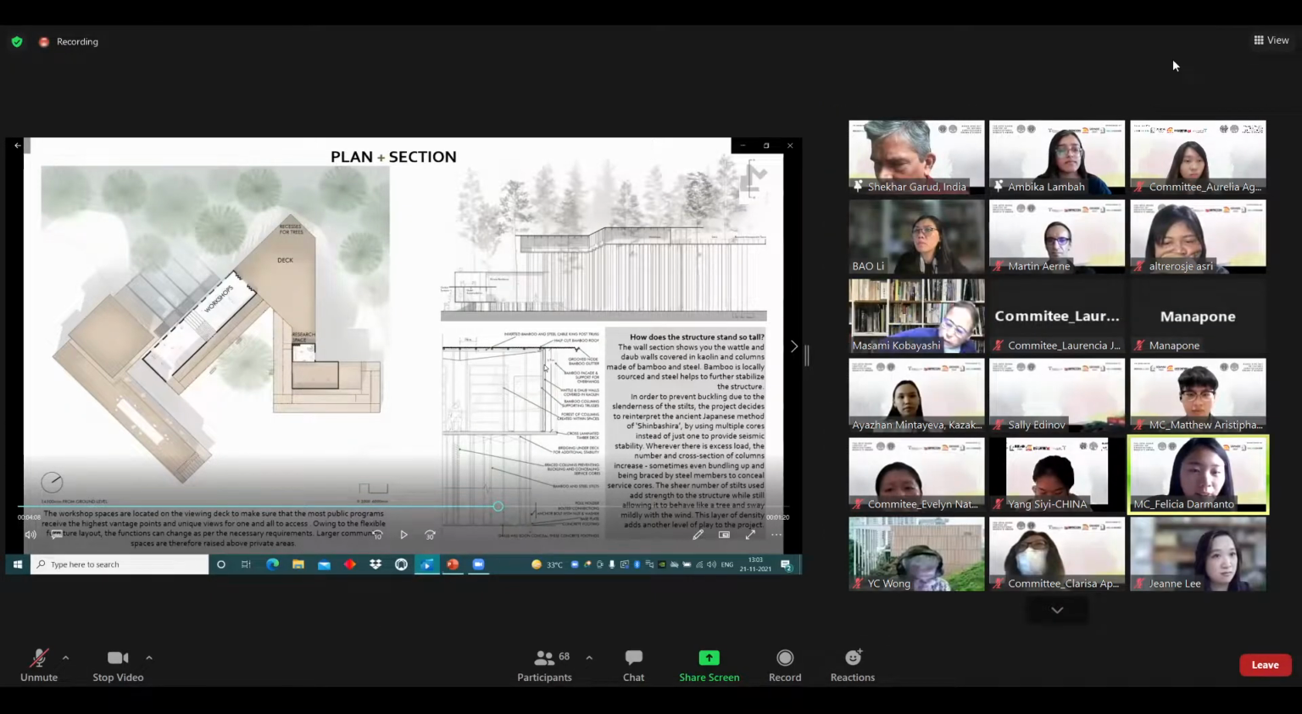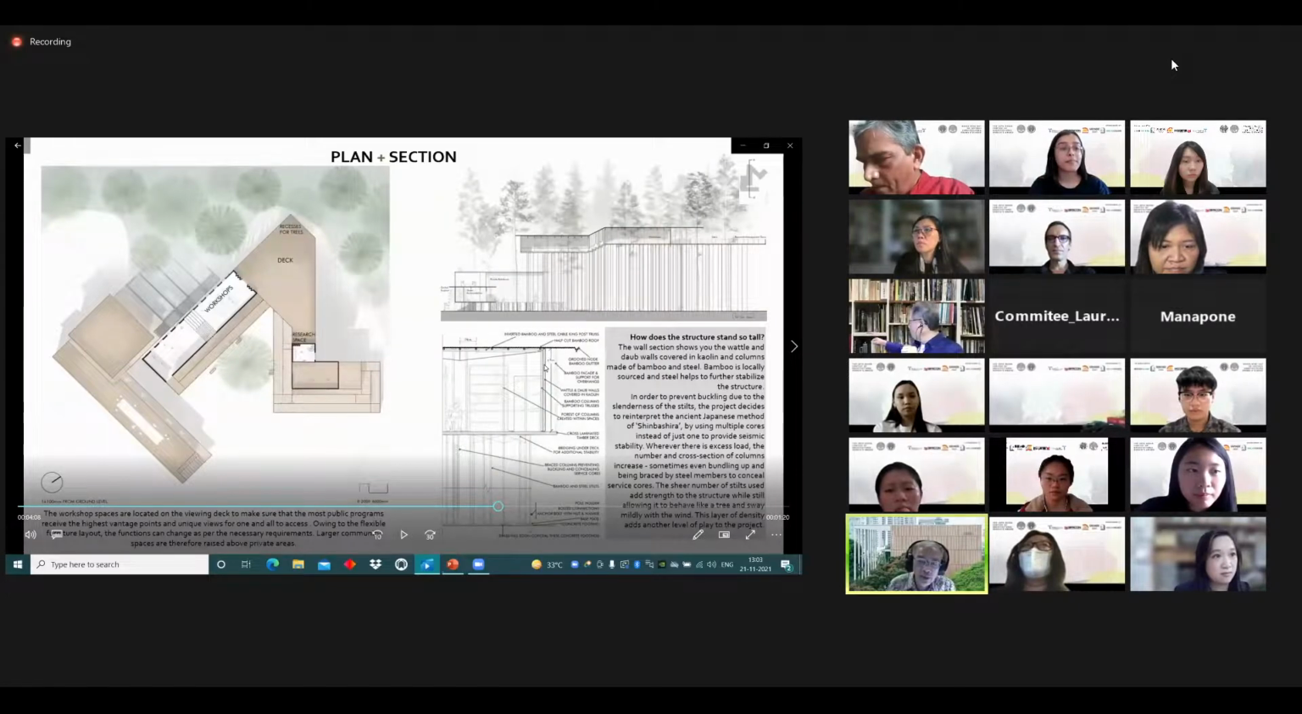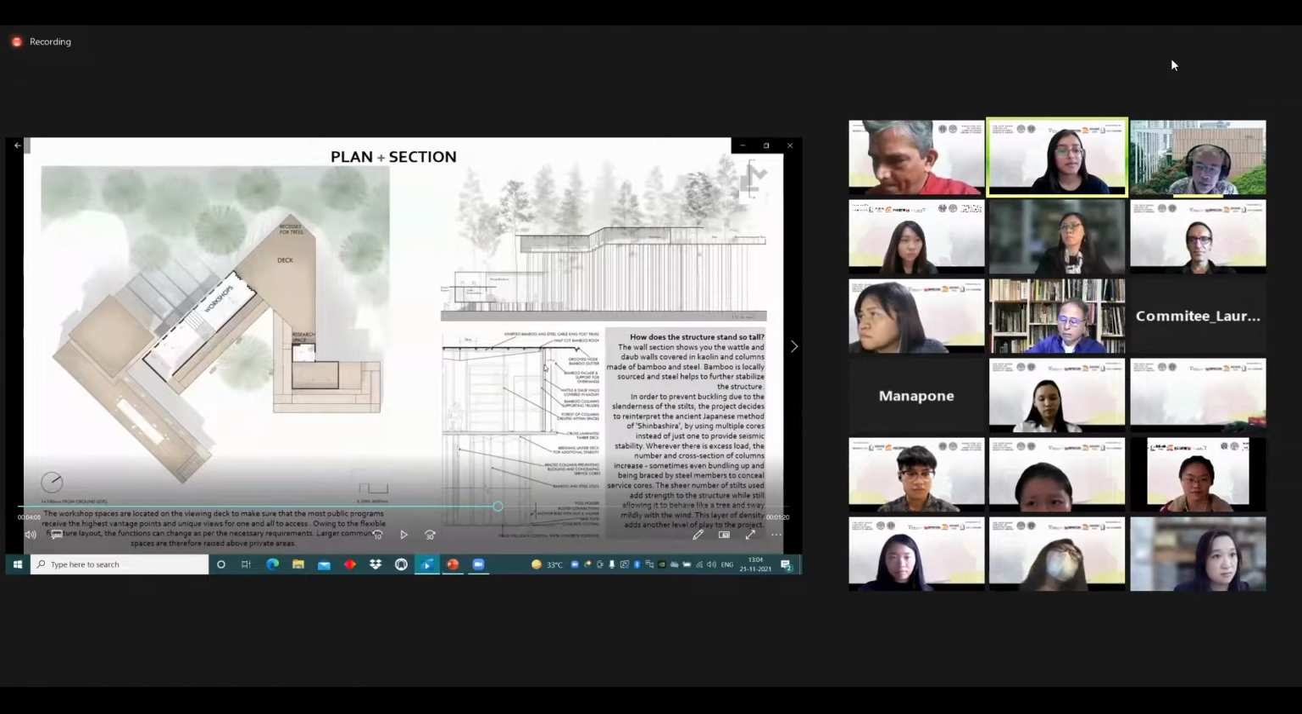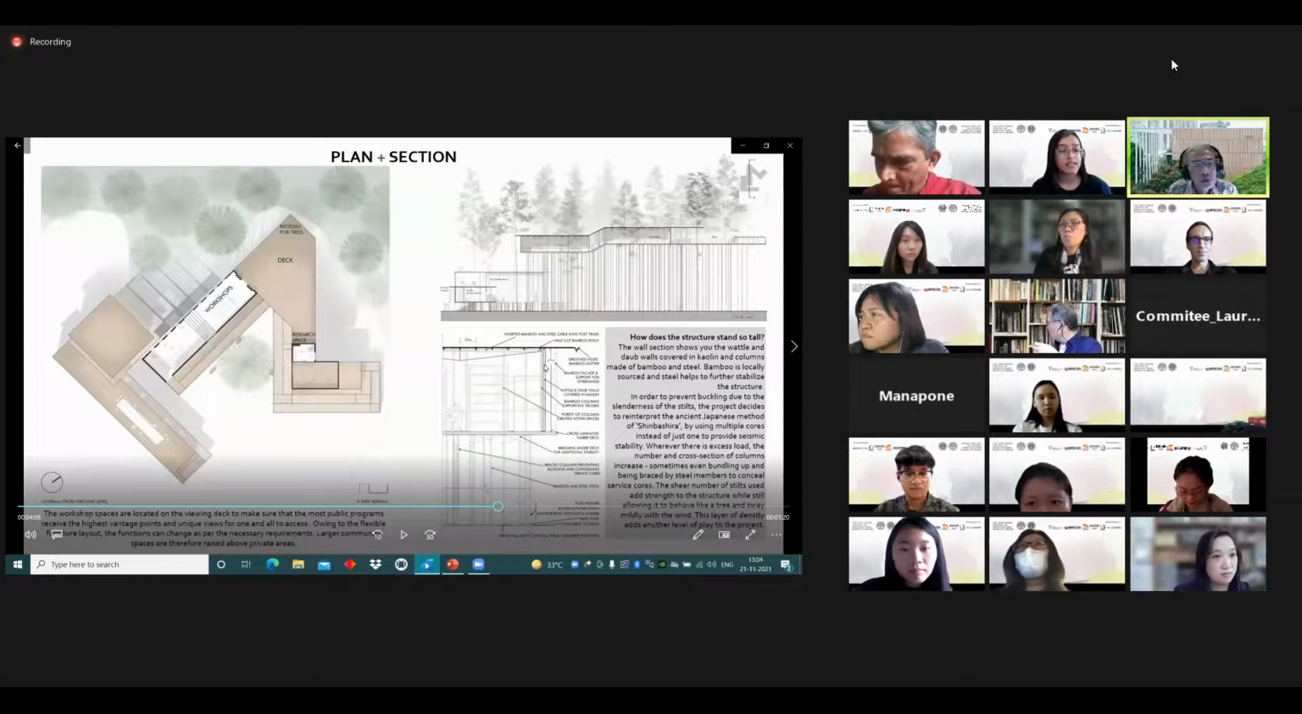Is there any question? Ambika, somewhere I read in your report, you said something about reviving the vernacular. Can you explain that a little bit? What do you mean by reviving the vernacular? Is it through this kind of stilt technology or something else?